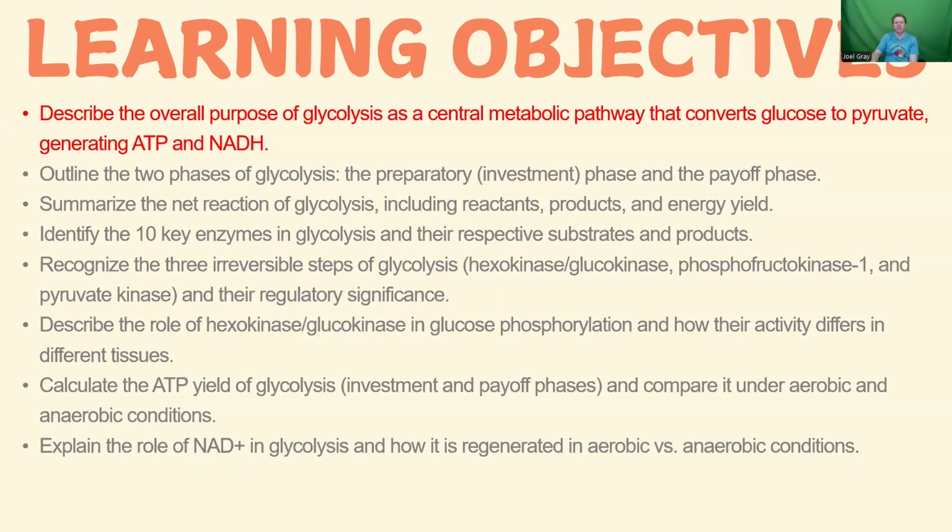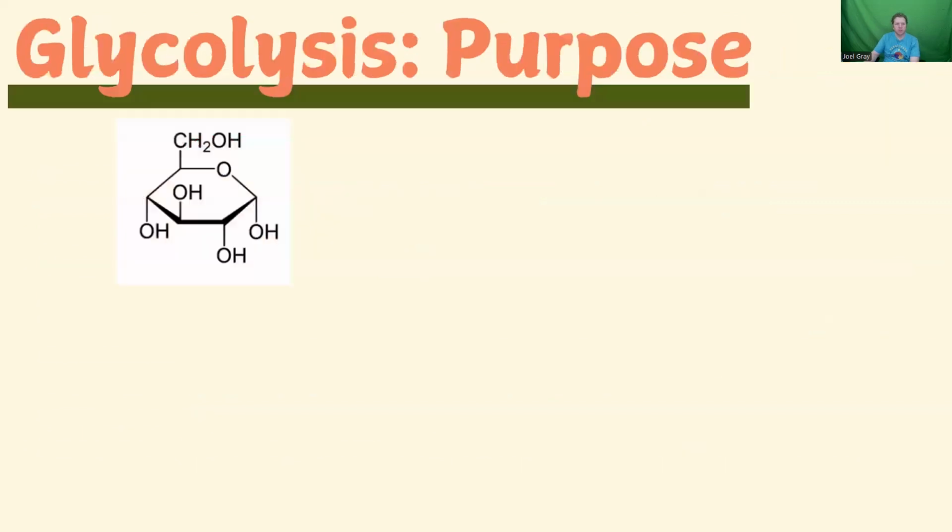So the first thing that we want to tackle is the overall purpose of glycolysis as a central metabolic pathway that converts glucose to pyruvate, and in the process generates ATP and NADH. As a little bit of a refresher, here's our glucose molecule. If you're looking at that and thinking, we had a couple of different types of glucose that we looked at, for starters, this is none other than the Haworth projection of glucose.